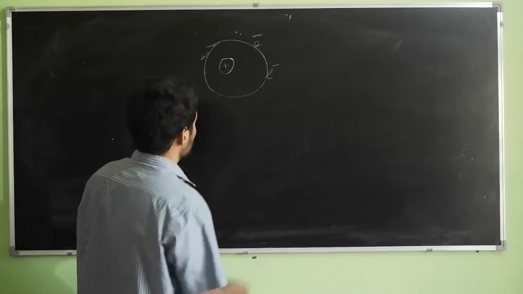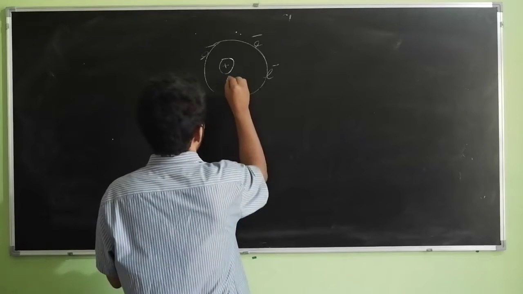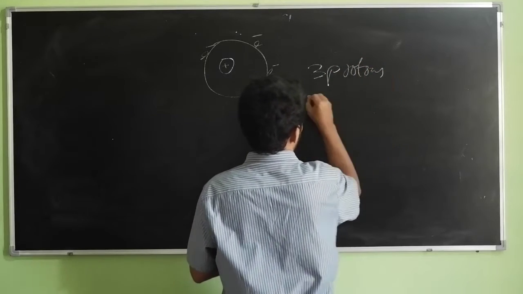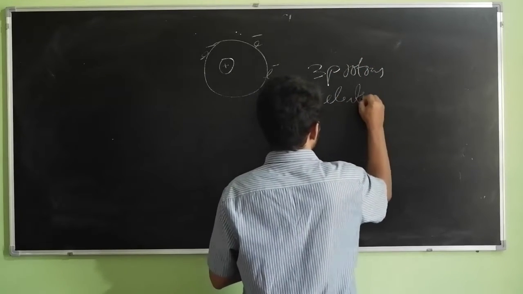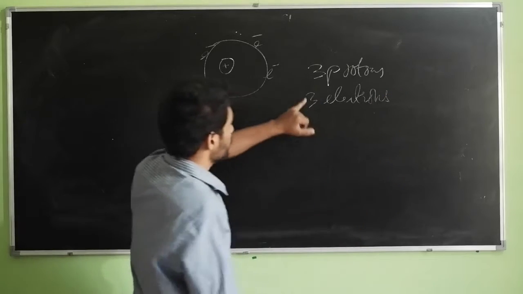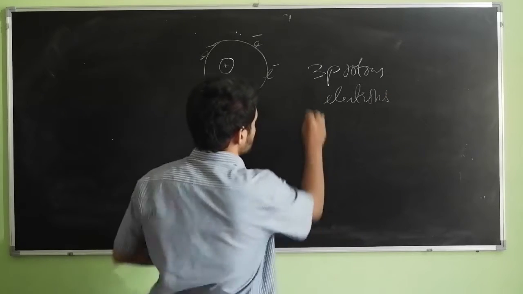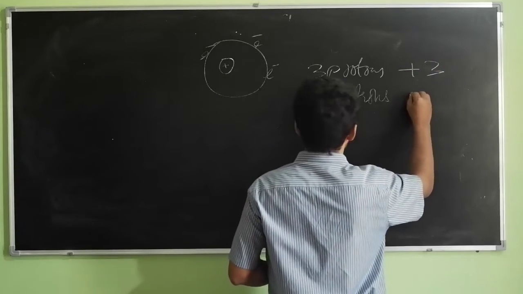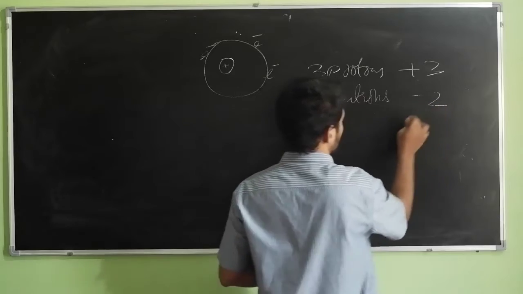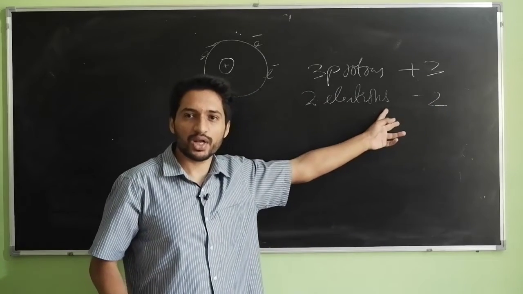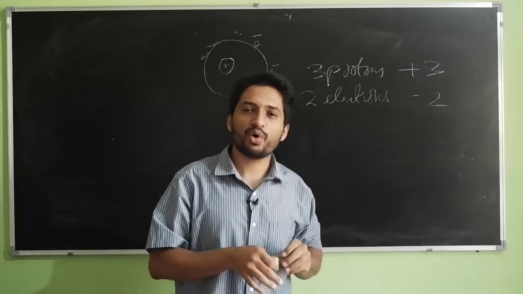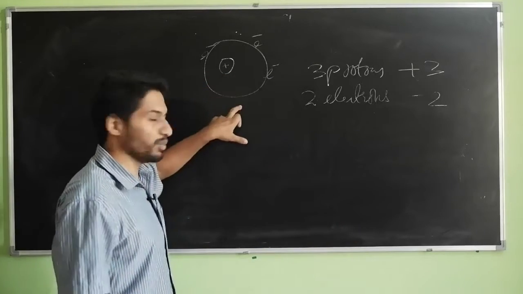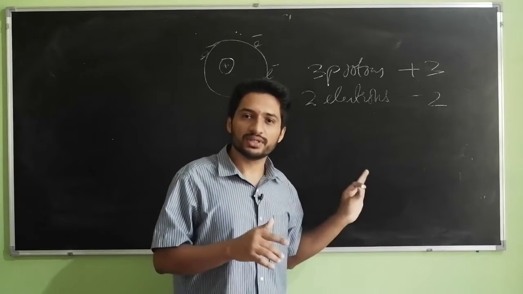So let's say for example, if I have 3 protons and 3 electrons, and if I somehow remove 1 electron, we have just 2 electrons. So initially we have plus 3 and minus 3. Now we have plus 3 and minus 2. When I remove 1 electron, this causes imbalance. Now we have extra protons and a lesser number of electrons. So this gives it a charge.